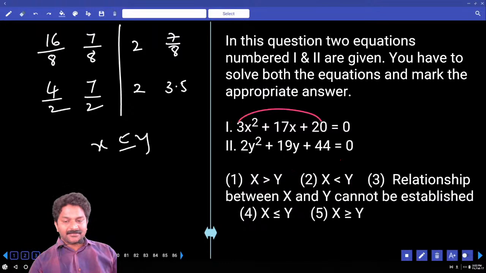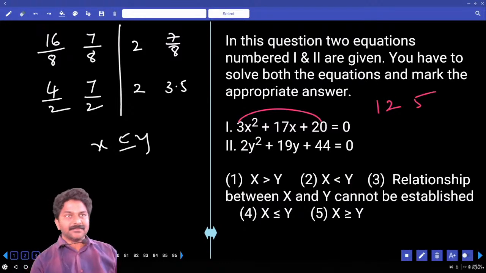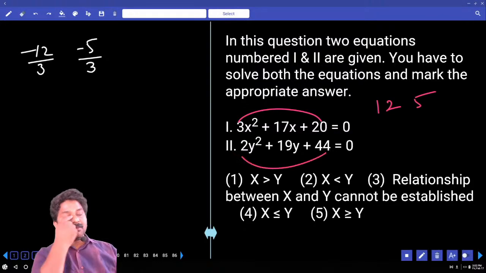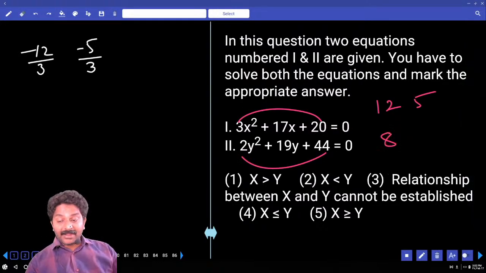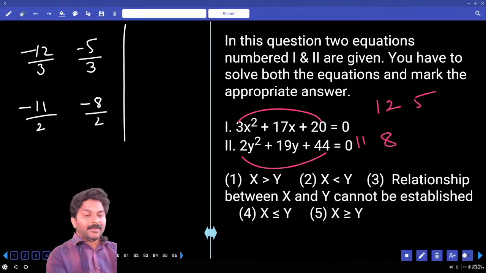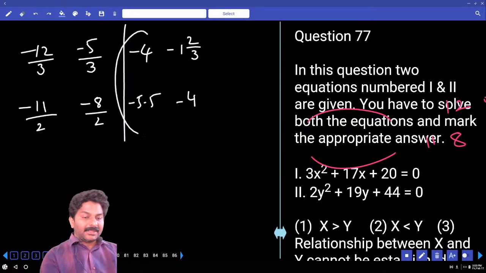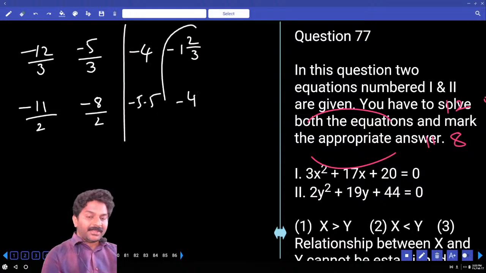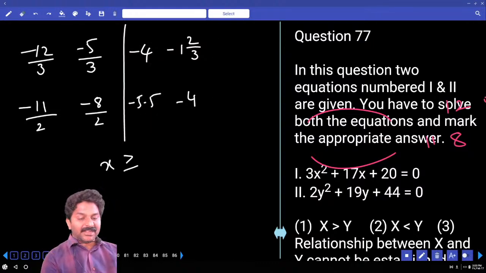20 into 3, 60. We can write 60 as 12 5 times. Minus 12, minus 5 combination, factors divided by 3. 2 into 44, 88. We can write it as 11 into 8. Minus 11, minus 8, divided by 2. Minus 4, minus 1 2 by 3. Minus 5.5, minus 4. X greater than y, x equal to y, x greater than y, x greater than y. So x is greater than or equal to y.